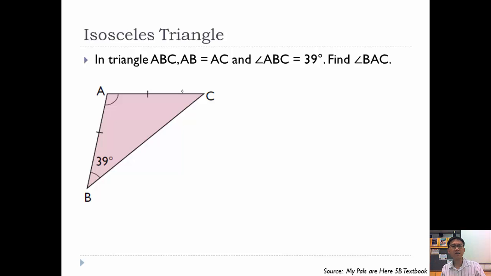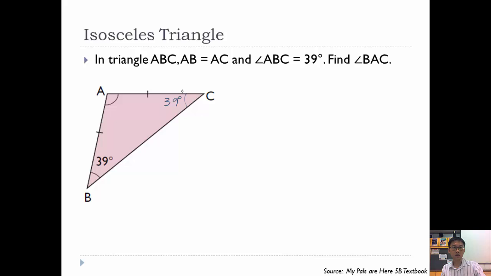I have triangle ABC here. AB is equal to AC and angle ABC is 39 degrees, so it's all given here. I'm supposed to find angle BAC. If you notice carefully, this time this is given. Remember, the equal angles are the ones that touch the two equal sides. So if this here is 39, obviously this here is 39 as well.